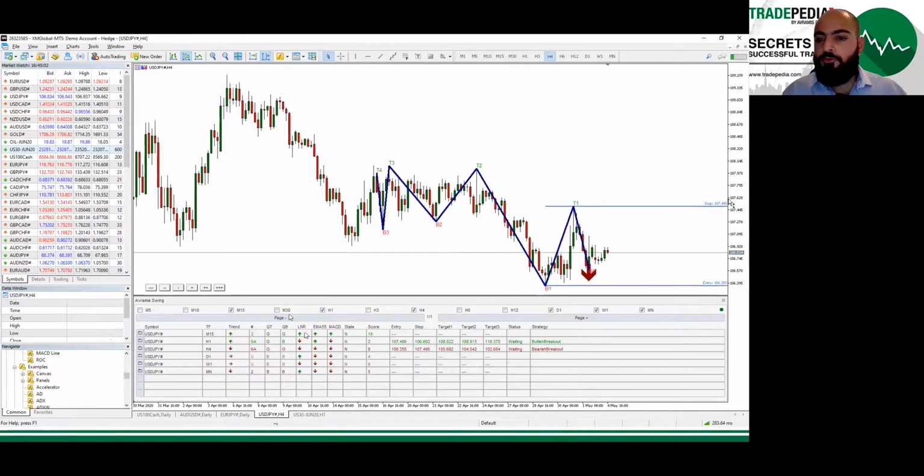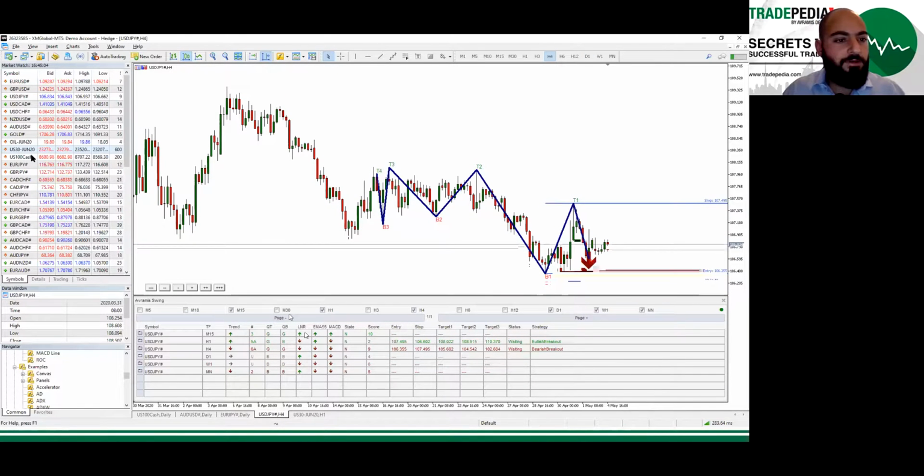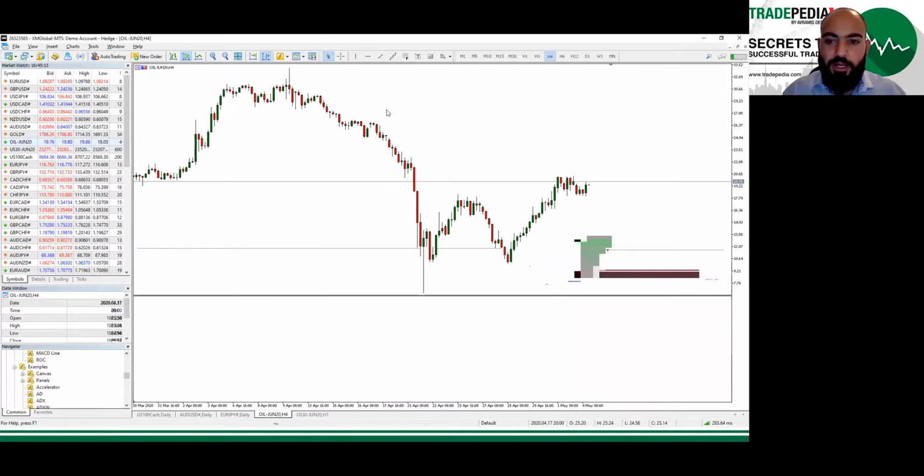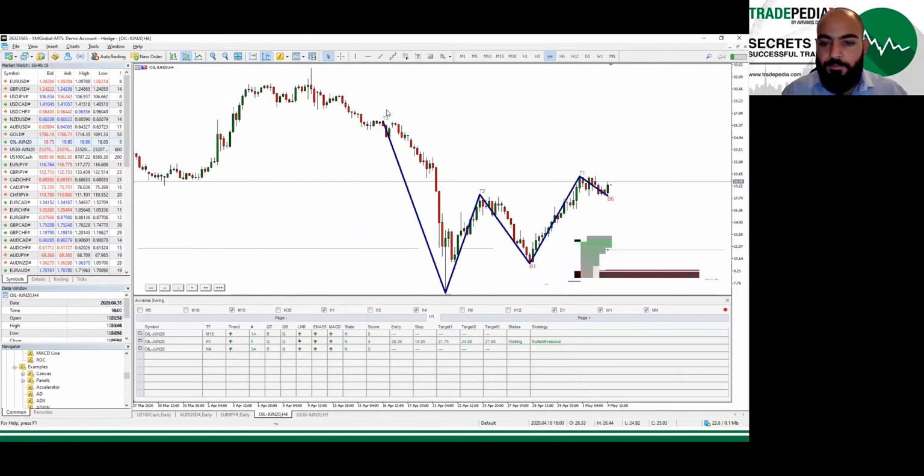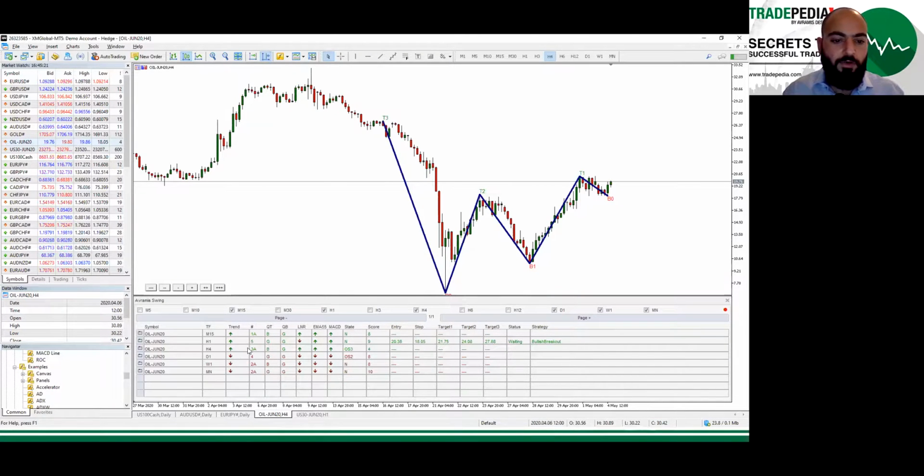All you have to do, for example, is scan through these instruments. So I'm trading oil. I drag and drop oil on a chart, and there you go. The indicator is analyzing oil on all these time frames, and it is highlighting, for example, a bullish breakout on the 1 hour chart. Let's go and check it.